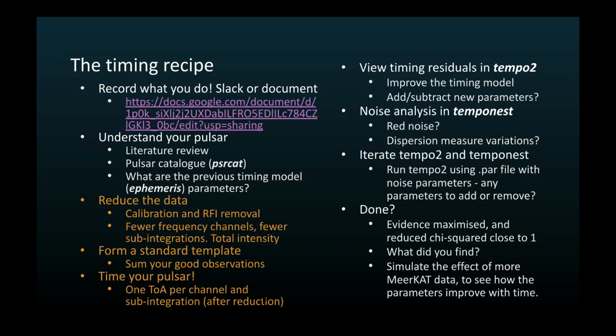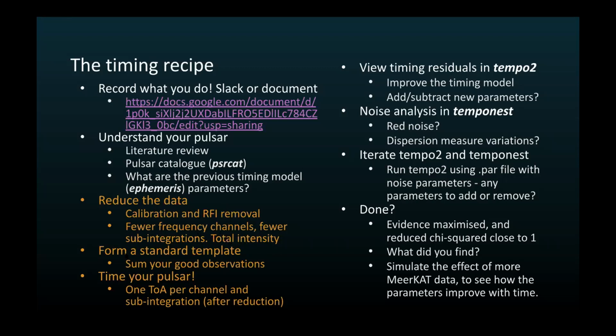So this has been done just as a starting point, but we could go back and revisit this. But the basic steps are to calibrate the raw observations that came from the telescope, remove any RFI, which is radio frequency interference, and reduce the dimensionality of the data. So reduce the number of frequency channels, reduce the number of subintegrations, and form a pulse profile, which is total intensity. That is, we remove the polarization information.